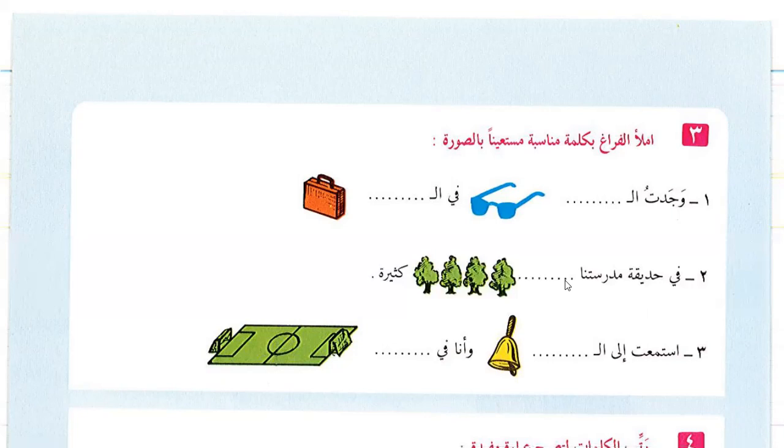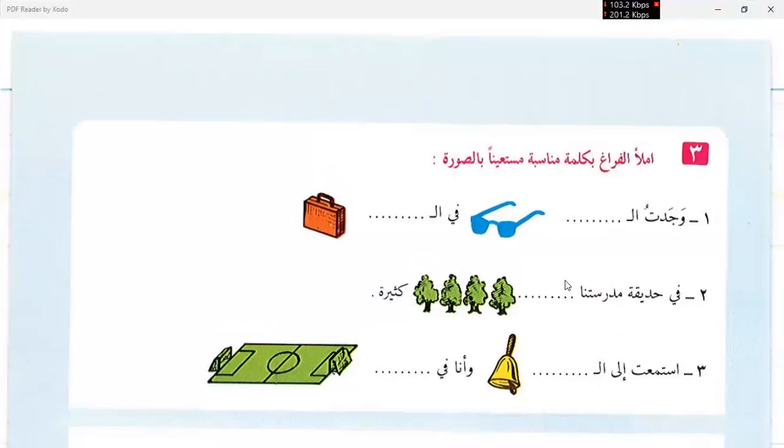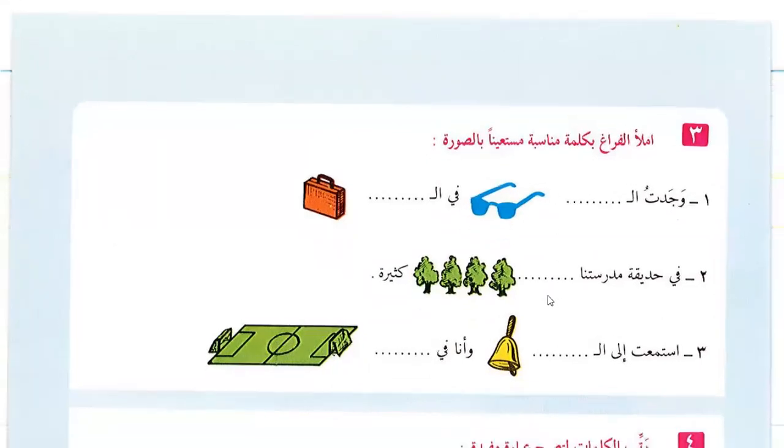Fi hadika madrasatana. So what is madrasatana? What does it mean? Madrasa is school. Madrasatina, our school. Okay. Fi hadika madrasatina. No. Is it correct? No. In our school garden, there are many trees. For many, we can use kasira, the word kasira is already written here. You need to use the word trees here. Okay.